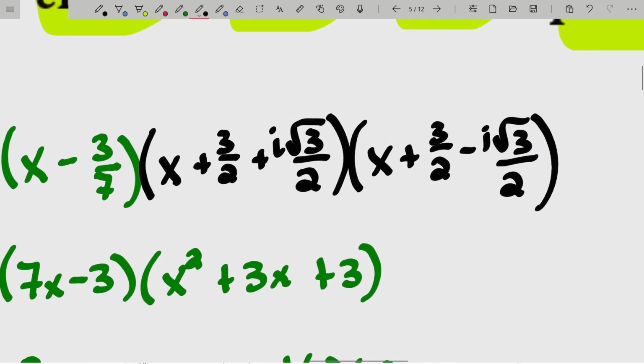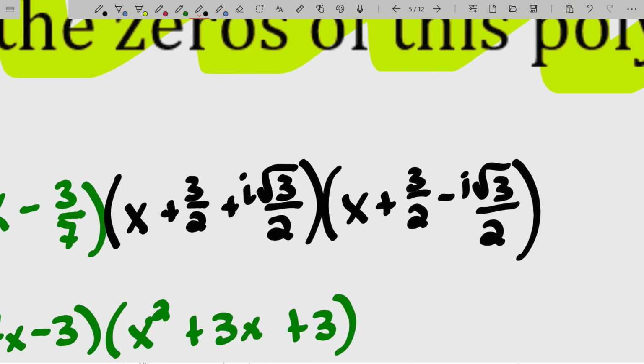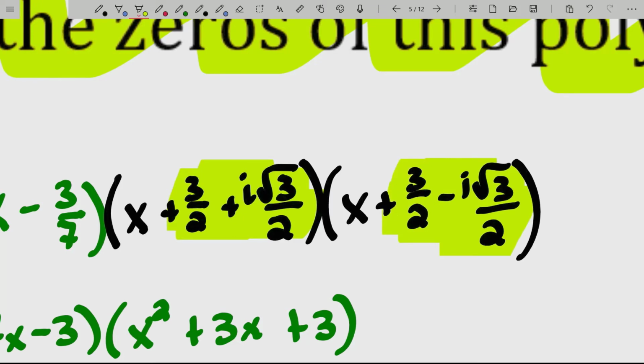Something very special about these factors that we're going to talk about in the next video is that these two numbers, let me highlight them, this number here and this number here, are very special. And we'll see that in the next video.